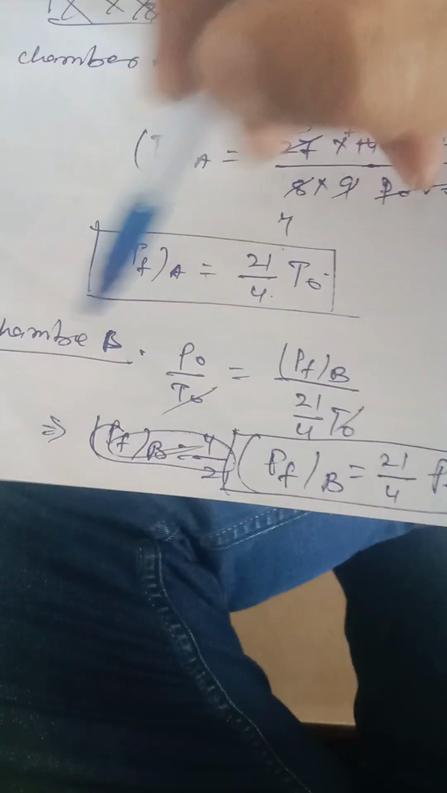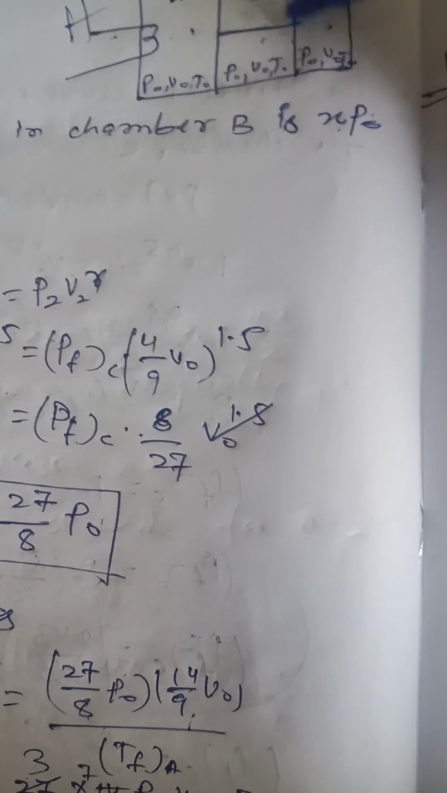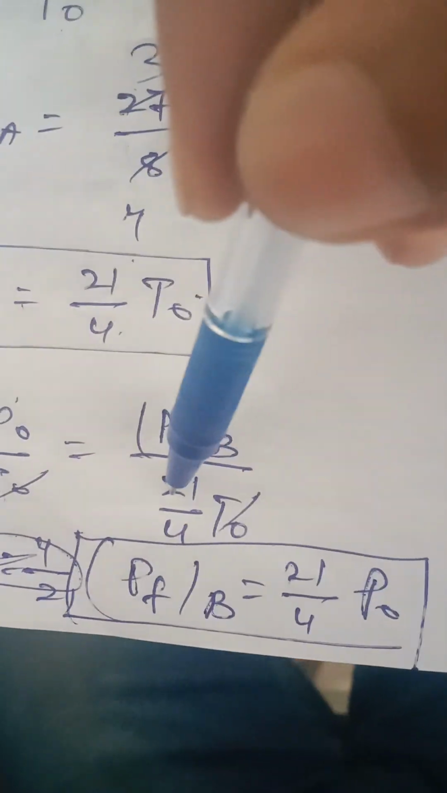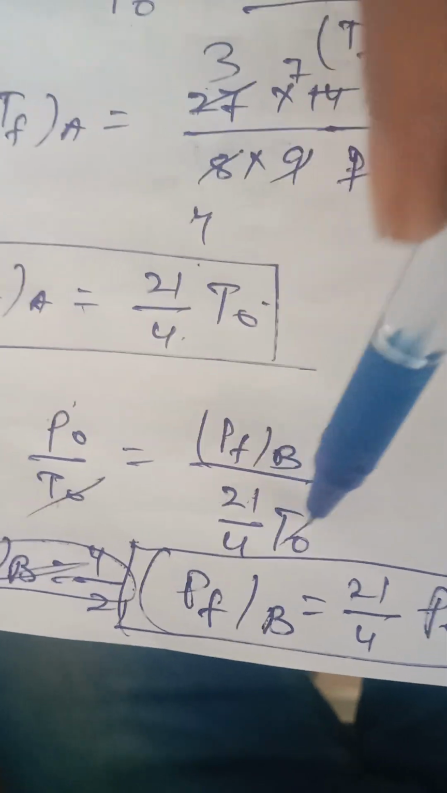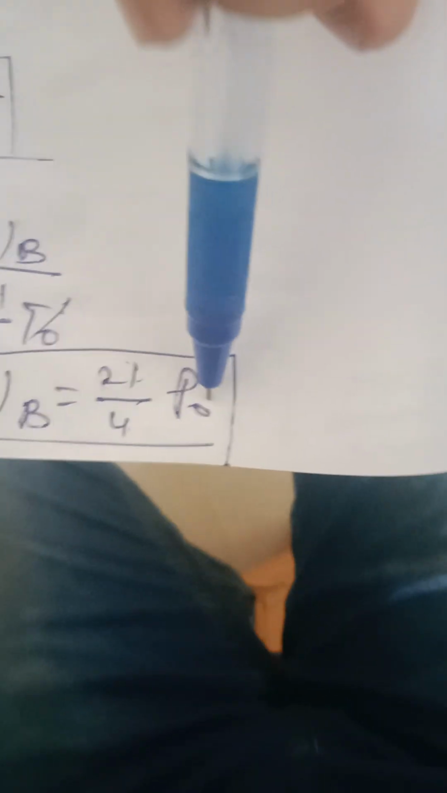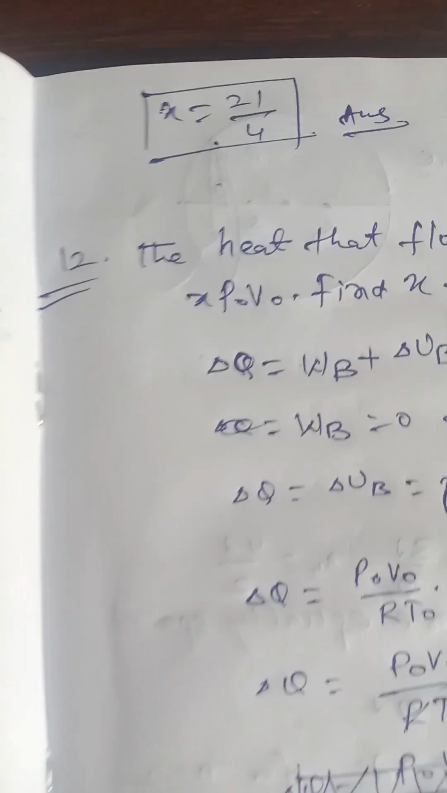Now for chamber B, it is an isochoric process. Why? Because it is connected with the rigid rod. So P by T equals a constant: P naught by T naught equals P final of B divided by 21 by 4 T naught. From here the final pressure of chamber B will be 21 by 4 P naught. It means the answer is X is 21 by 4.